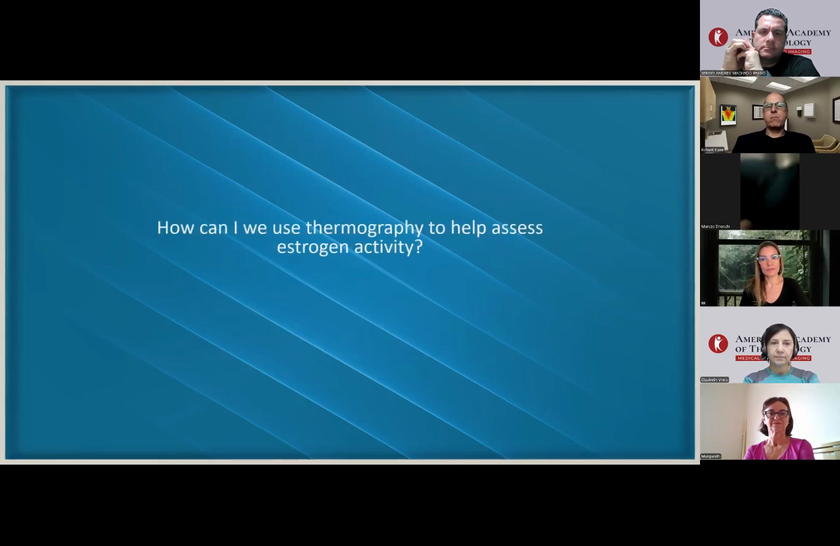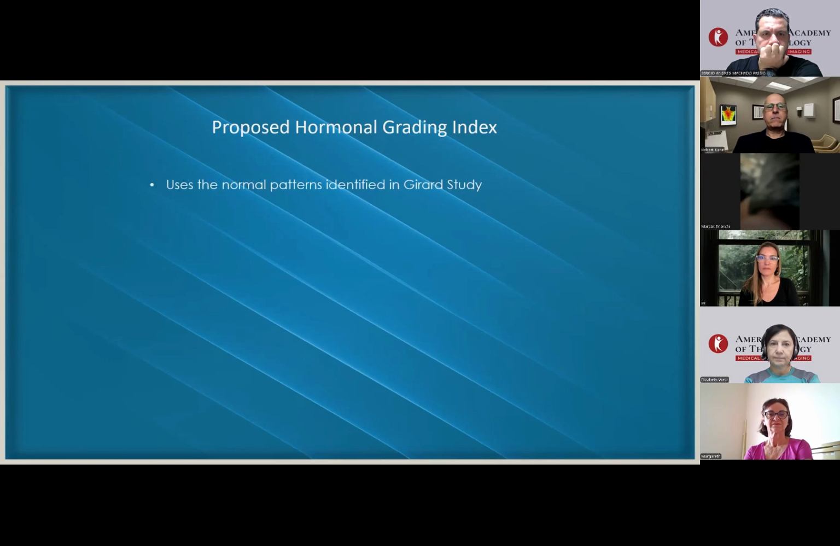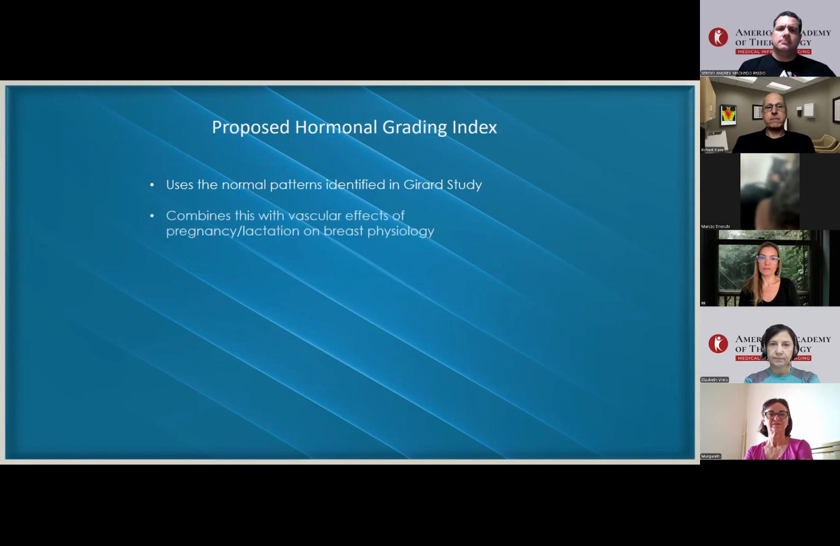So how can we use thermography to help assess estrogen activity? Well, to do this, I think we need to come up with some sort of grading system that'll allow us to understand the severity of the potential activity that we're seeing. When we see these things, we can then do our differential diagnosis, rule out some of the other possible causes, and see if we're left with something that's going to help us understand the estrogen activity. So we're going to use the normal patterns that are identified by the Girard study, and then we're going to combine this with the vascular effects that pregnancy and lactation create on the breast physiology.